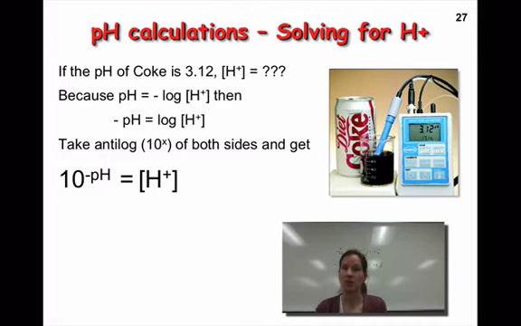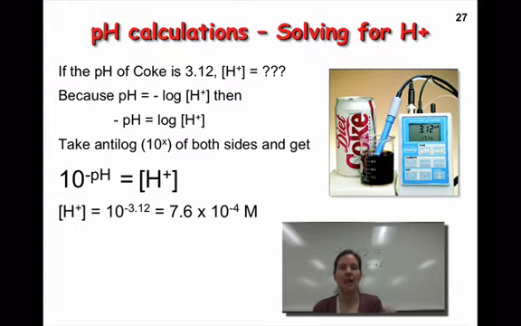So to solve for concentration when given pH, you go 10 to the negative pH, and that'll get you the concentration of H+. For this problem, if you go 10 to the negative 3.12, you'll get the concentration of H+ to be 7.6 times 10 to the negative 4. Okay? So really there are two equations potentially to remember for pH. pH is the negative log of the concentration of H+, and then also 10 to the negative pH is the concentration of H+. So it depends on what you're solving for.